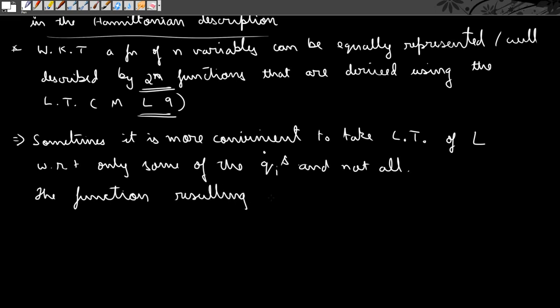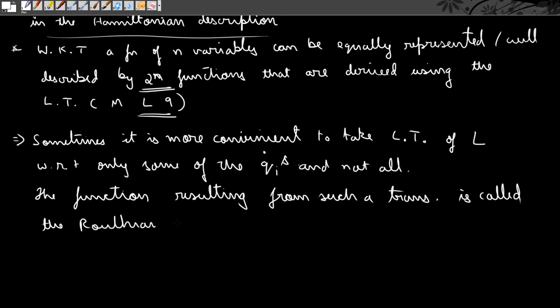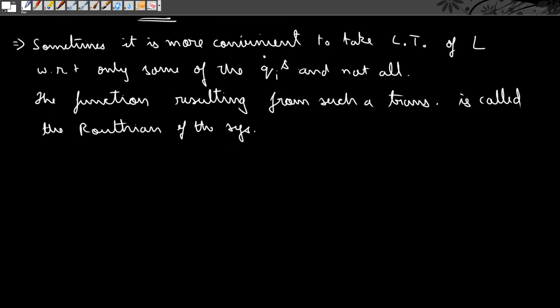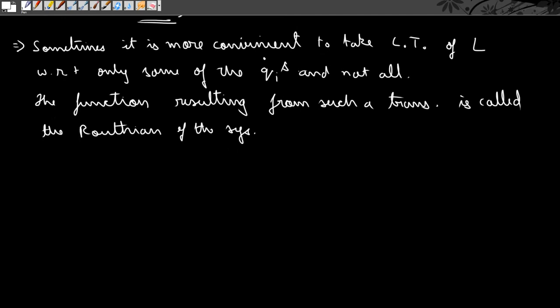The function resulting from such a transformation is called the Routhian of the system. By the end of the video, we will see why sometimes we will have to use the Routhian instead of the Hamiltonian or the Lagrangian formalism. The short answer is that it makes the computational task faster, especially when you have a large number of variables to keep track of.